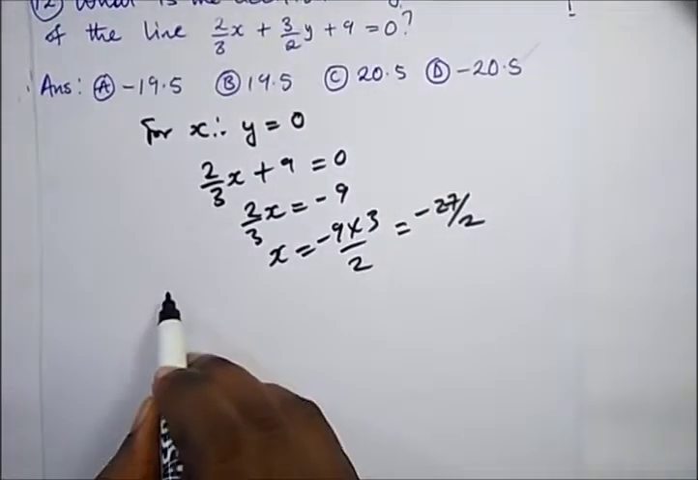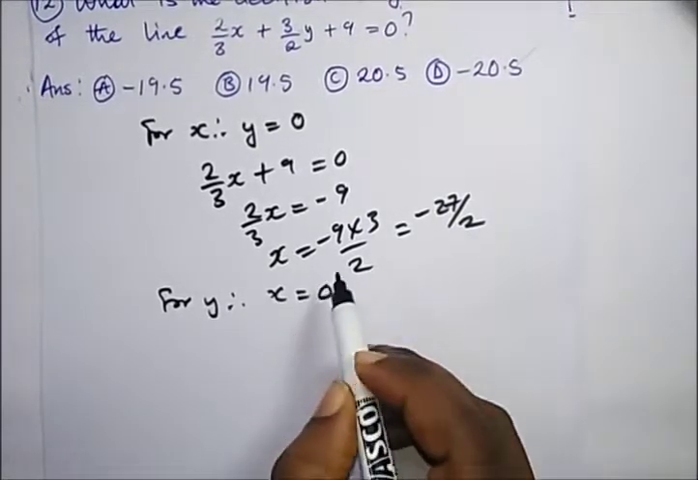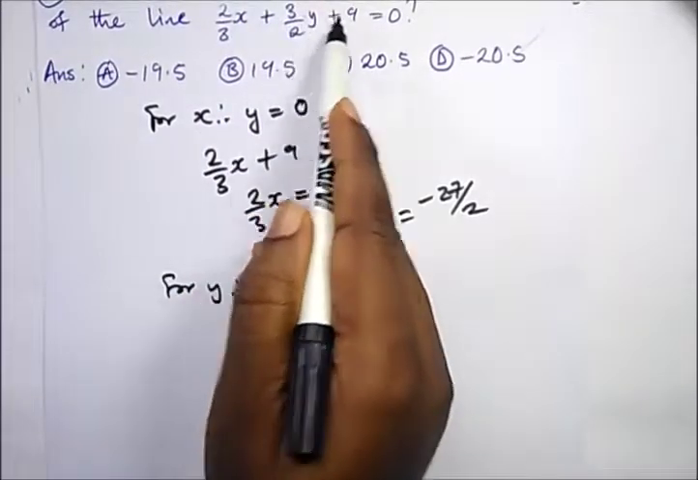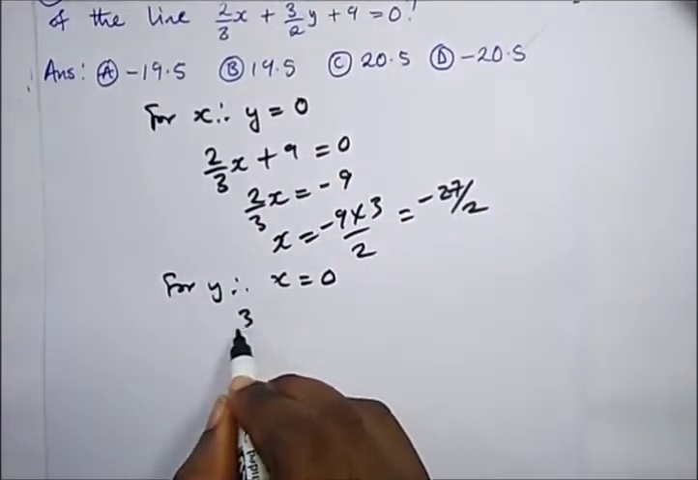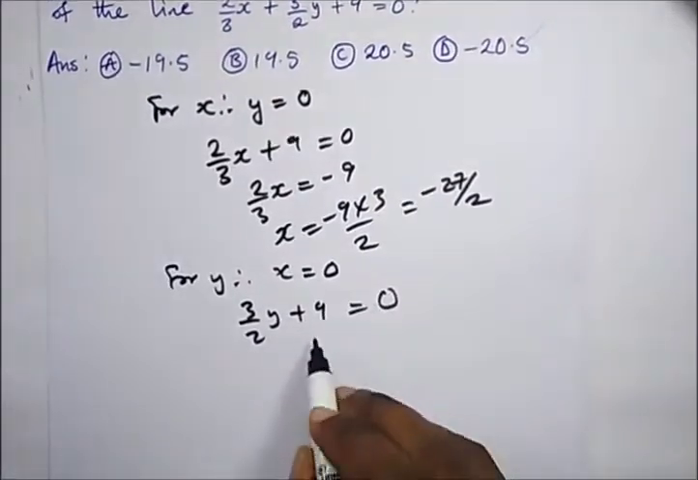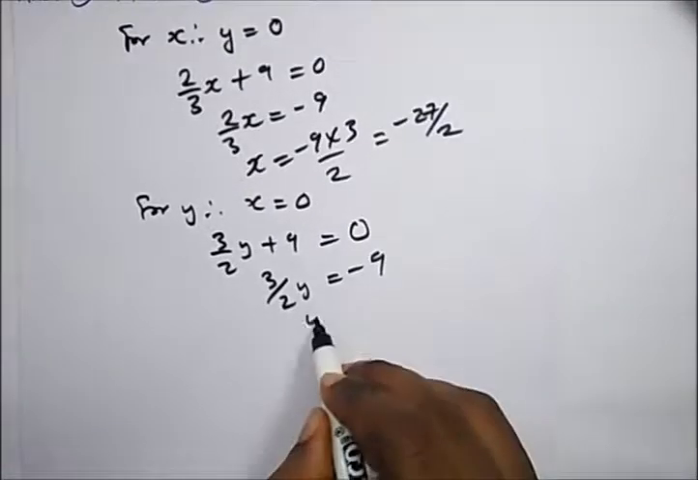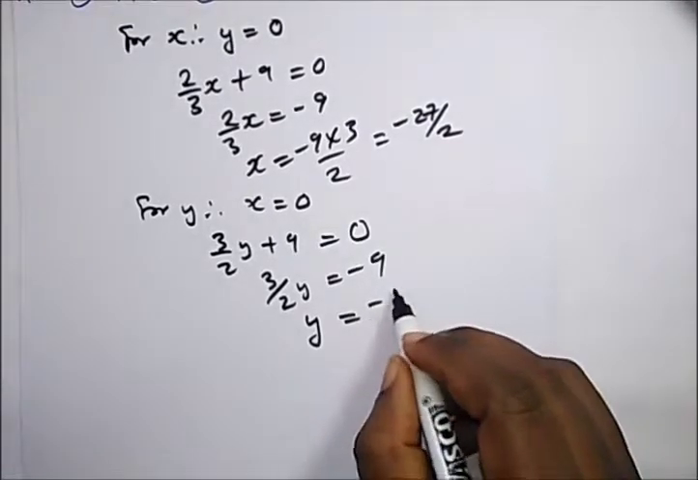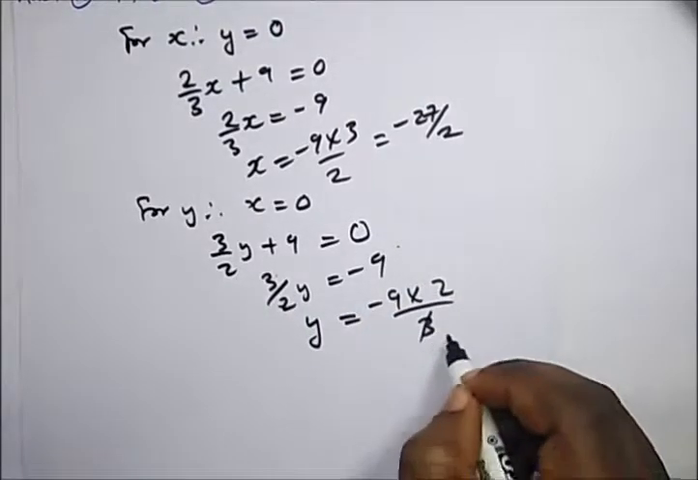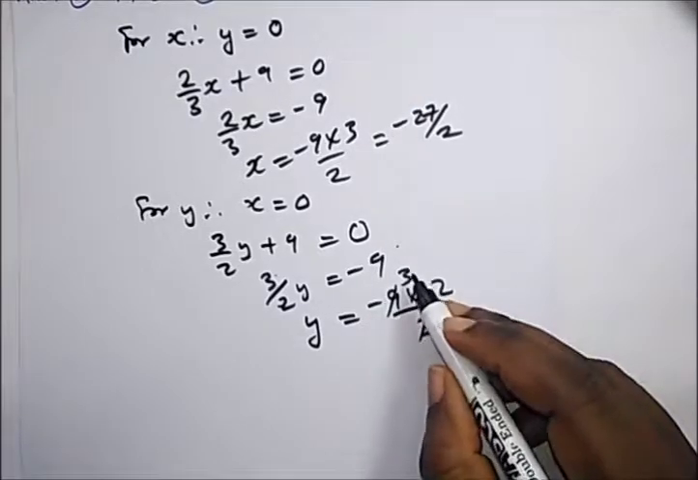So now to look for y, we'll make what? X equal to what? 0. In making x equal to 0 here, we're going to be left with 3 over 2y plus 9 equal to 0. Where 3 over 2y will be equal to what? Minus 9. And y, making y subject of the formula, we have minus 9 times 2. This will go up and this will come down over 3. Here 1. Here how many times? 3 times. We're left with what?